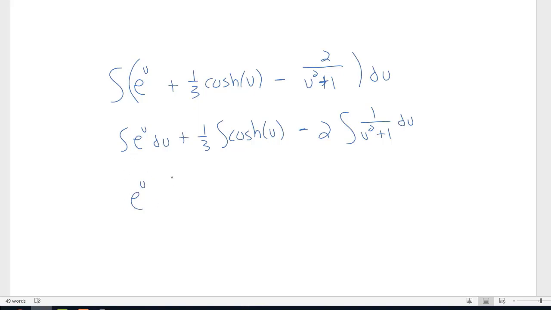The letter doesn't matter here. And then if I scroll back up on my table, I see the antiderivative of hyperbolic cosine is hyperbolic sine. Now again, the table has x, u is fine. And if I scroll back up again, 1 over 1 plus x squared is inverse tangent. And then we tack on our constant of integration.